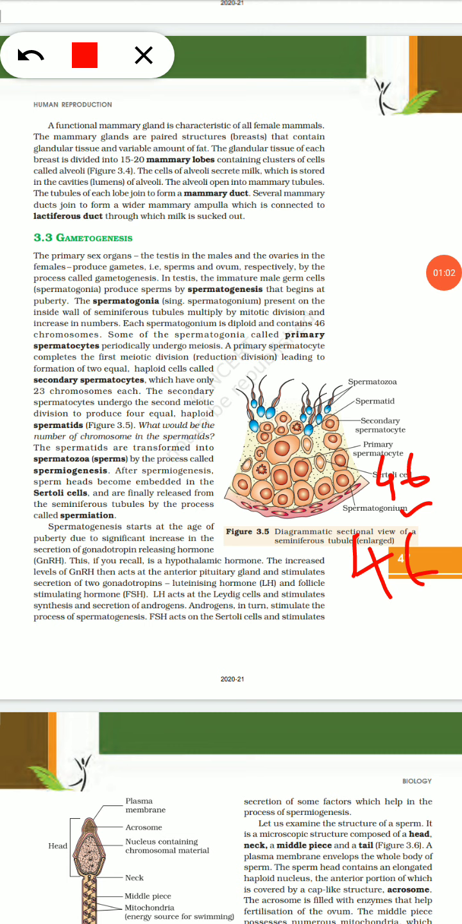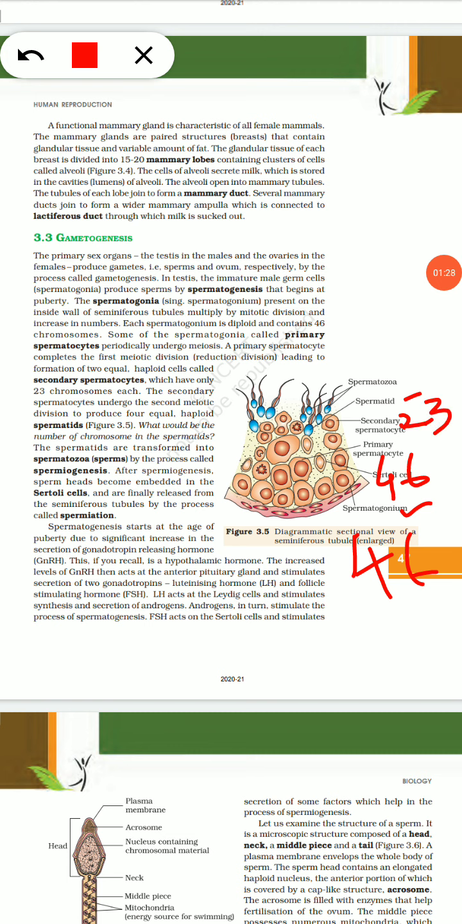Then it will undergo meiosis 1 to form the secondary spermatocyte, and then meiosis 2 so that it can form the spermatids. Okay, so there is a formation of the spermatids. These will have 23 chromosomes, that is haploid.